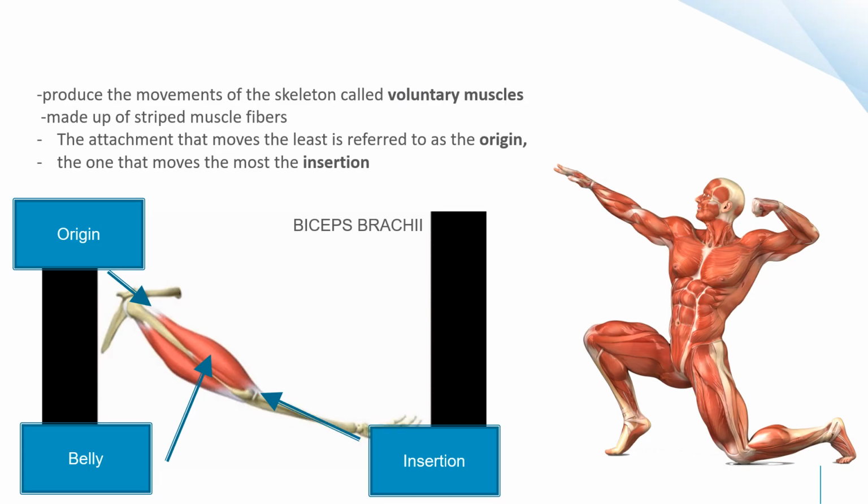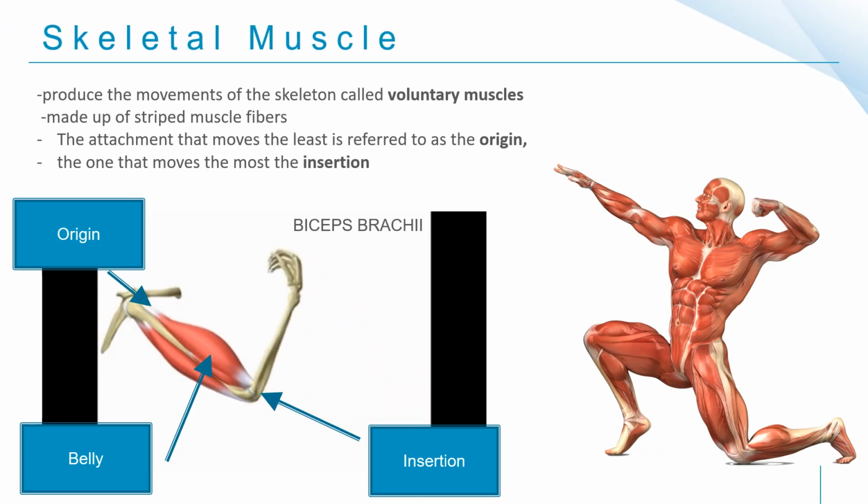The skeletal muscles, here we are. The skeletal muscles produce the movements of the skeleton, obviously. They are sometimes called voluntary muscles and are made of striped muscle fibers. A skeletal muscle has two or more attachments, and the attachment that moves the least is referred to as the origin, and the one that moves the most is the insertion.